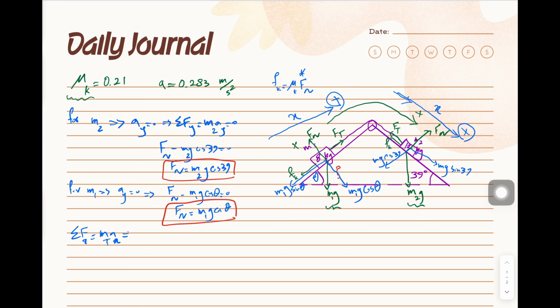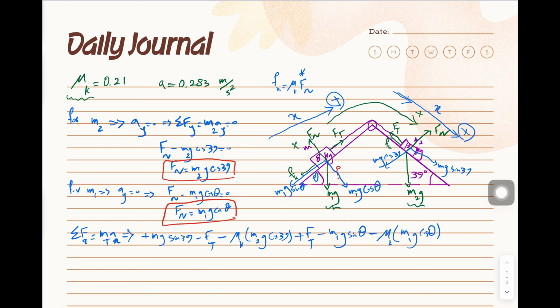So I have positive m2g sine 39, and then minus ft, minus fk, which is mu k times Fn, which is m2g cosine 39, and then plus ft, minus m1g sine theta, minus mu k m1g cosine theta.